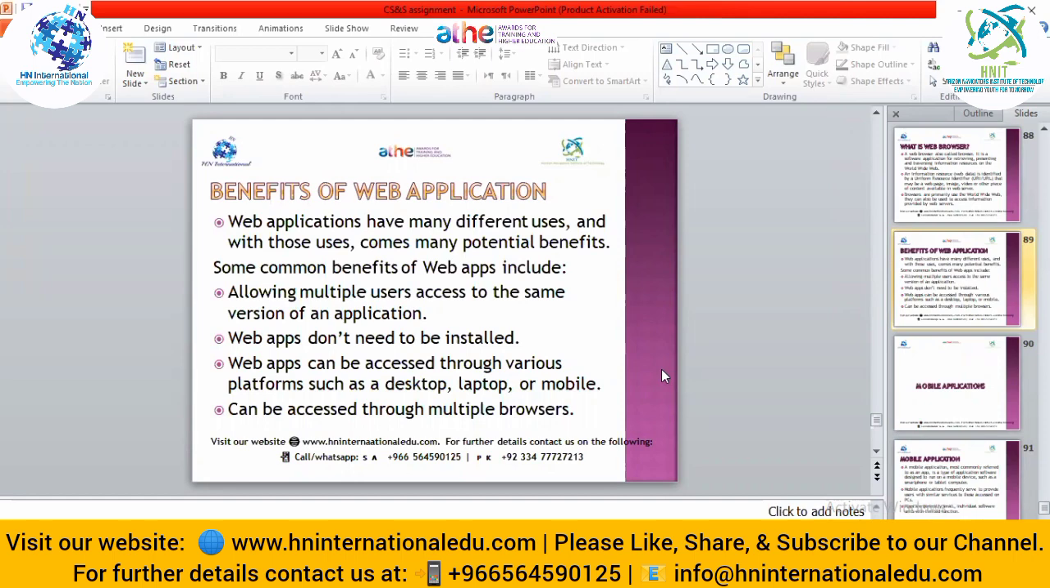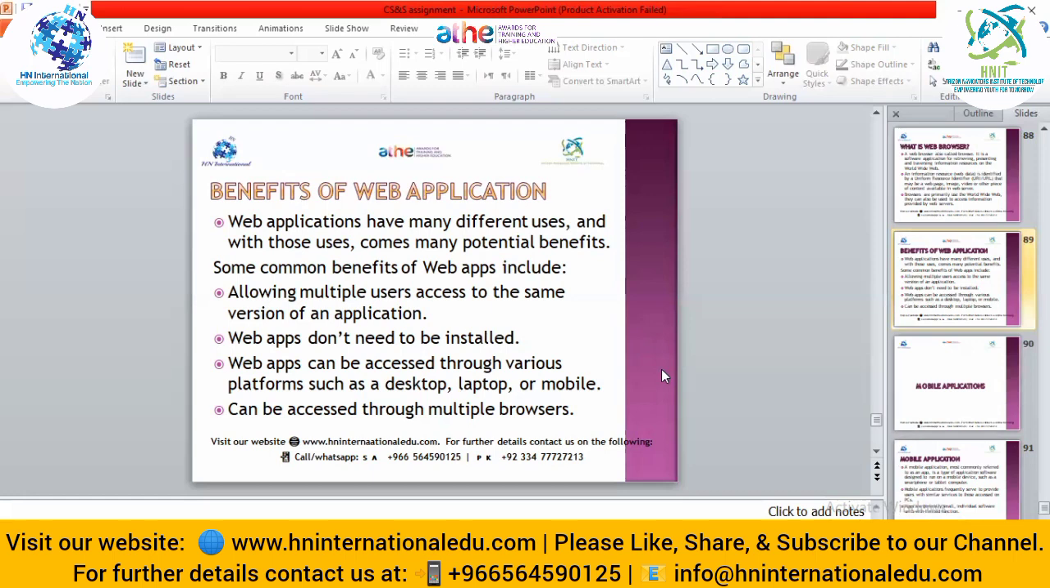Multiple people are using different websites for shopping. Different brands are giving the web application as well as the mobile application for online shopping. Web apps don't need to be installed.